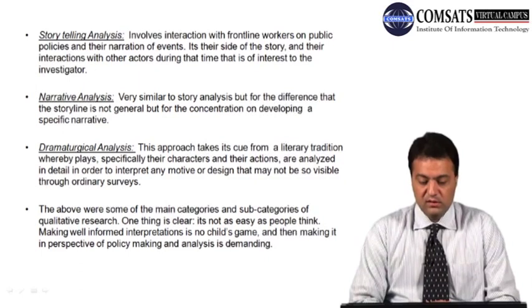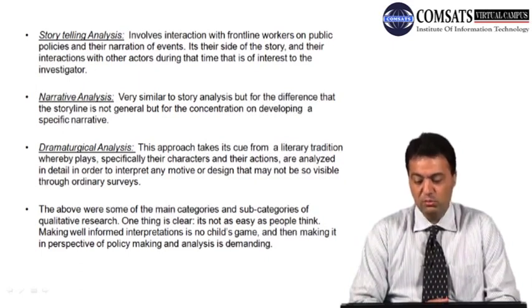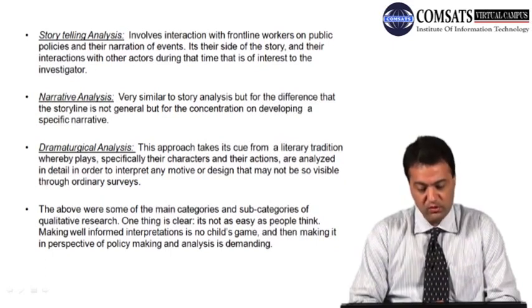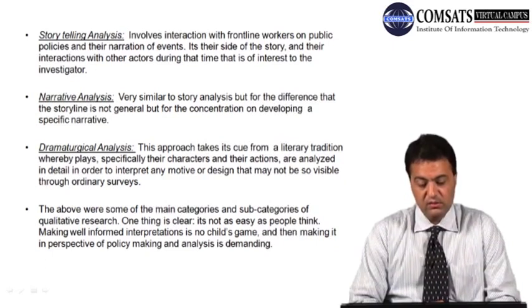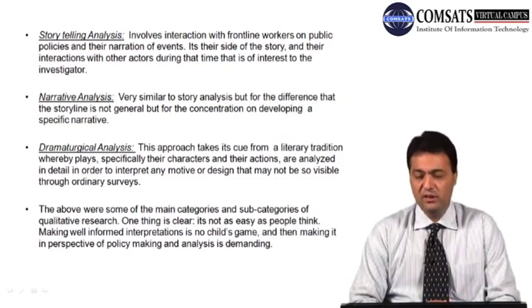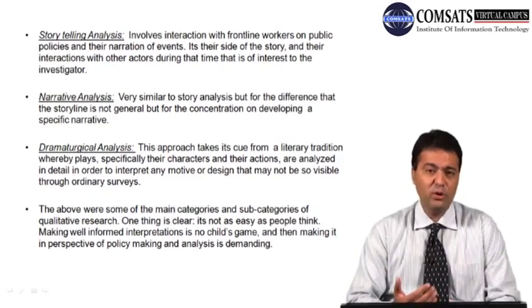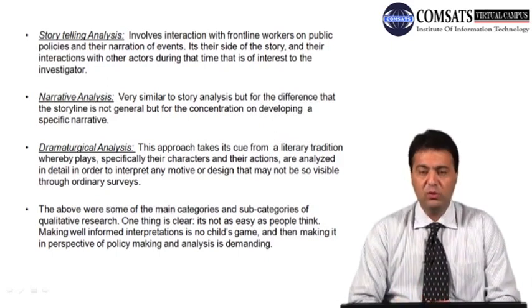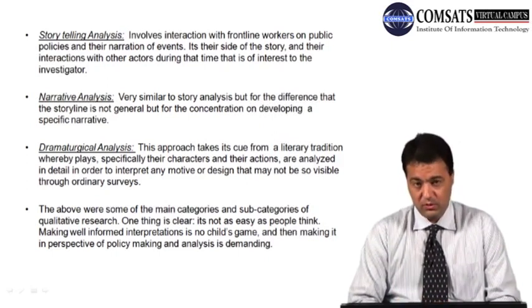Dramaturgical analysis. This approach takes its cue from a literary tradition whereby plays, specifically their characters and their actions, are analyzed in detail in order to interpret any motive or design that may not be so visible through ordinary service. For those who have taken English classes or are doing their masters in English, this is pretty easily understandable. There is a literary tradition of trying to interpret what the story is about, or what the novel is about.